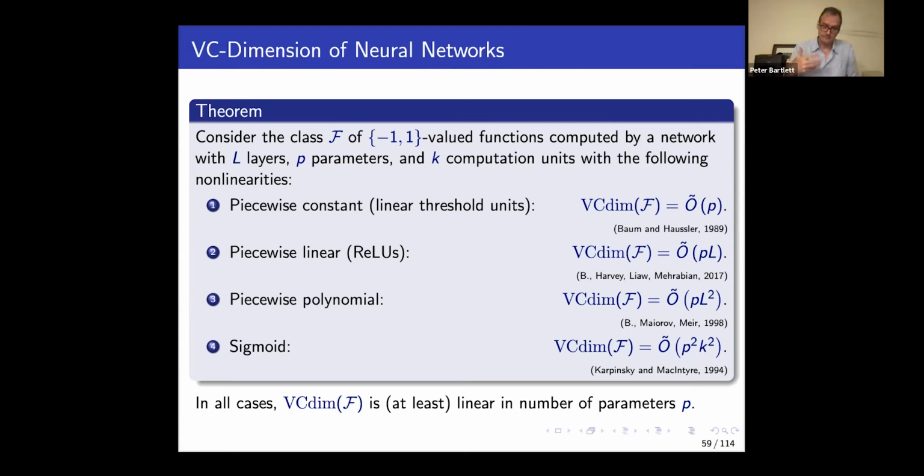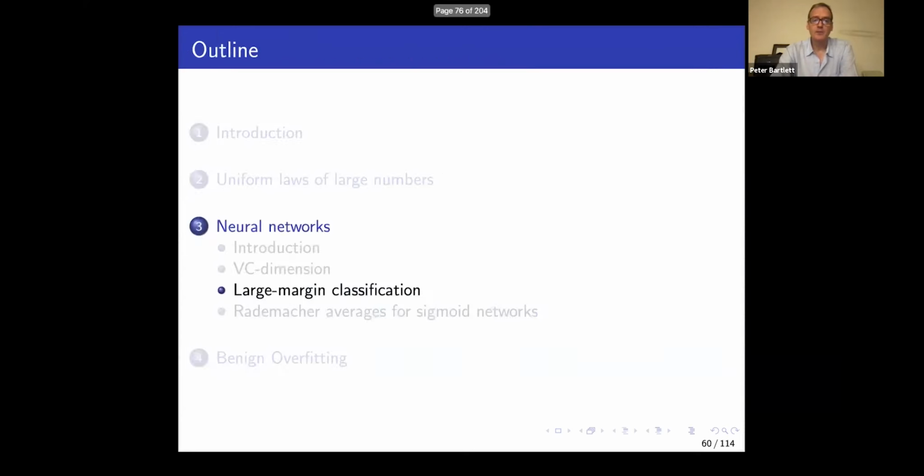You really need that excess risk really does, it can be as large as square root of the number of parameters divided by the sample size. So, okay, so that's the case of binary output networks. It turns out that these are not, we have a question in the chat.